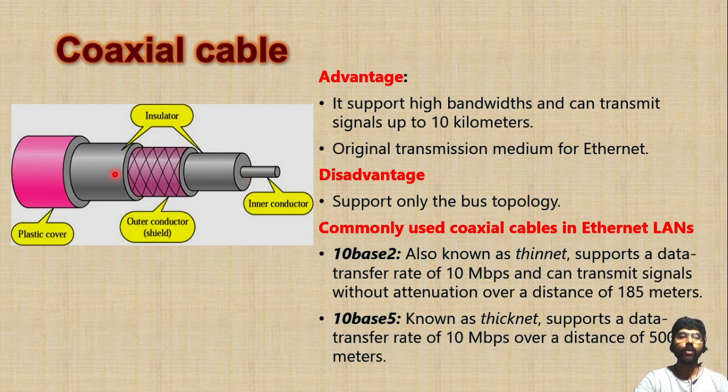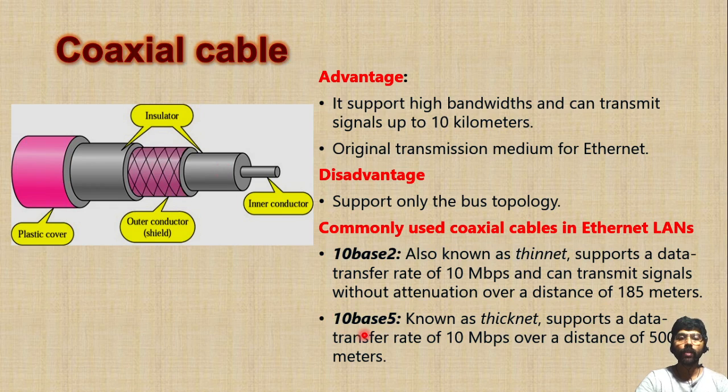Two commonly used coaxial cables are 10Base2 and 10Base5. This 10Base2 is also known as thin net, and this thin net can support a data transfer rate up to 10 megabits per second and transmit a signal up to 185 meters. There is no attenuation or signal amplitude problem up to 185 meters.